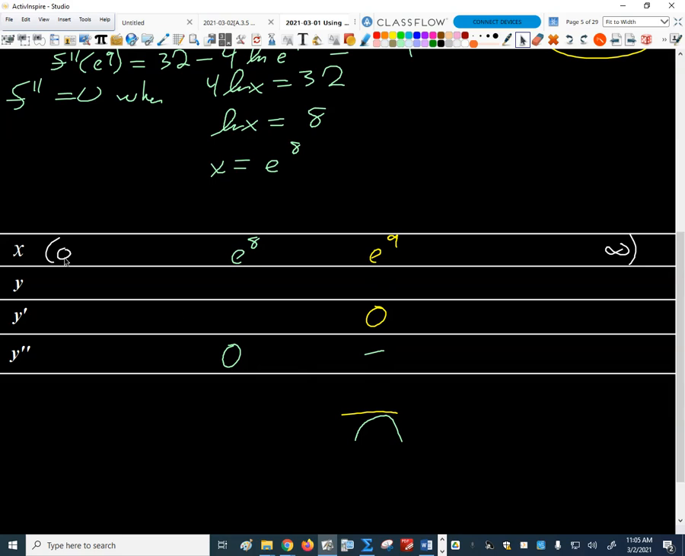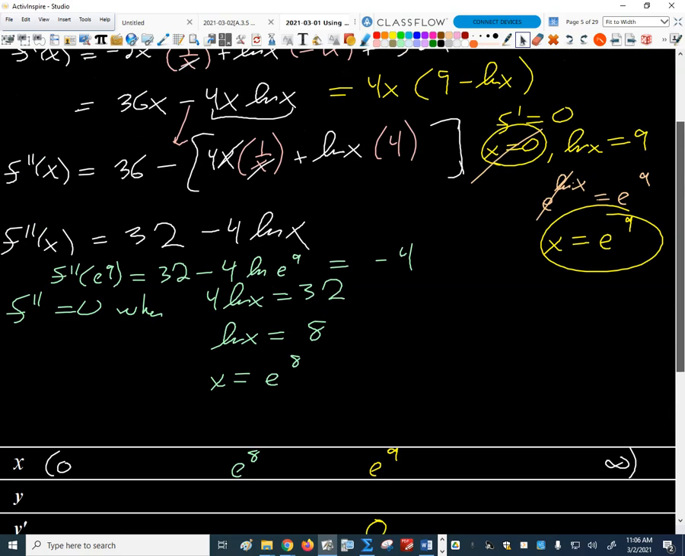So I'll pick a point somewhere between 0 and e to the 8th. E to the 8th is a pretty big number. So what if we just plugged in something like, I don't know, like 10 or something, right? So we're going to evaluate the second derivative there.